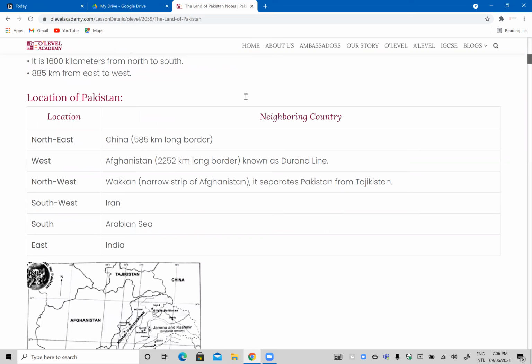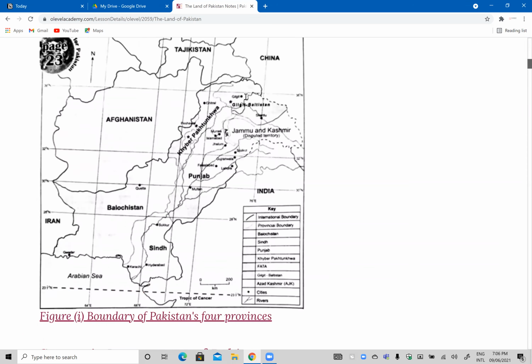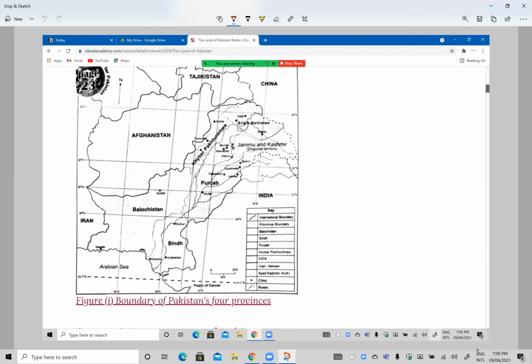So let me just show you this map here. This is the map of Pakistan. And if you focus on the map, if you focus on these boundaries, I'm going to also label these for you. So if you just look at these boundaries, this is the entire boundary of the country.